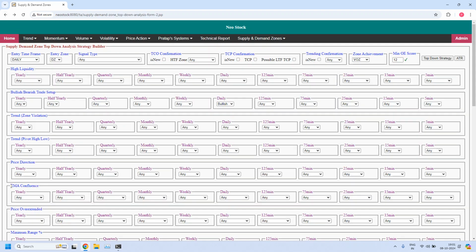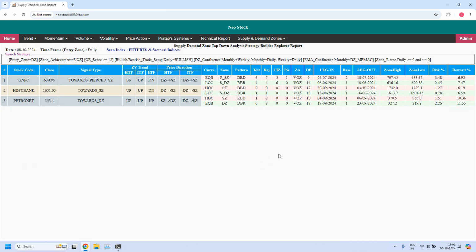Let us look for EMA confluence. In monthly time frame, monthly demand zone with monthly EMA confluence. I enabled the filter. Let's verify. So from 5, 3 stocks are having even monthly EMA confluence. They are LTF, ITF, HTF confluence, and the monthly zone is having monthly EMA confluence. It's a high probability setup. These 3 stocks.